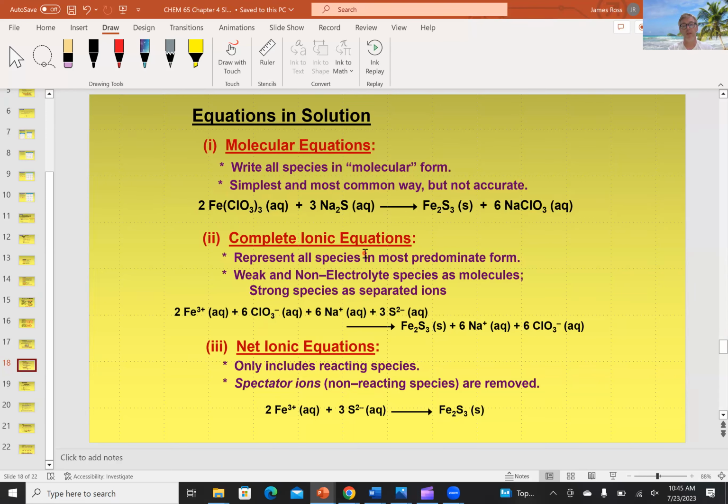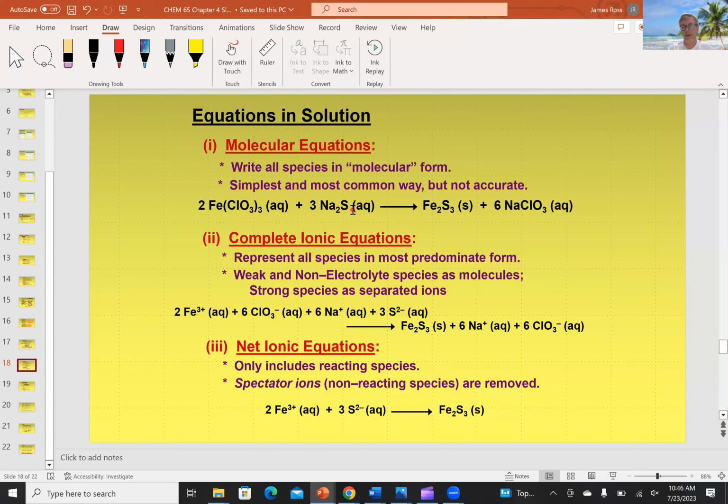If we wanted to write the complete ionic equation, we would separate any aqueous species, only aqueous species, and only separate them if they are strong electrolytes. So if they're aqueous but weak electrolytes, we don't separate them. So iron 3 chlorate is a strong electrolyte, so we separate it into 2 iron 3s and 6 chlorates.